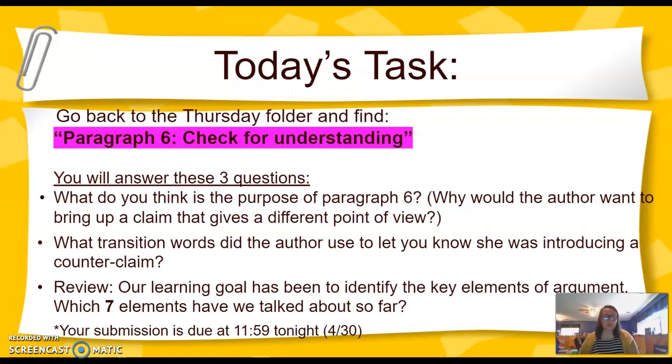You're going to tell me what transition words the author used to let you know she was introducing a counterclaim, that she wasn't just talking in the same format that she had been before. And then you're going to do just some overall review. Because the learning goal was to identify the key elements of an argument, you're going to tell me the 6 elements that we have talked about so far. So if you have to go back and look at past videos, all the vocab words are in there. Those are the words I'm talking about, the vocab words that are the element of an argument.